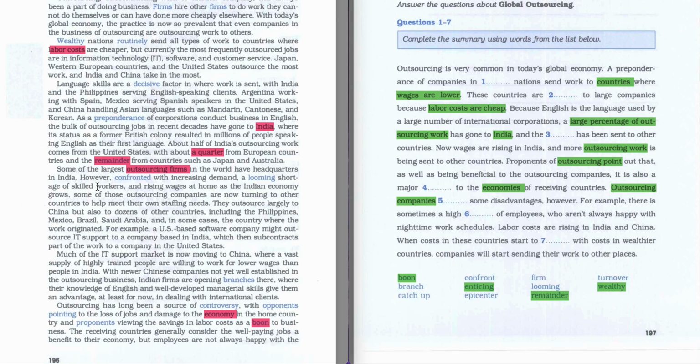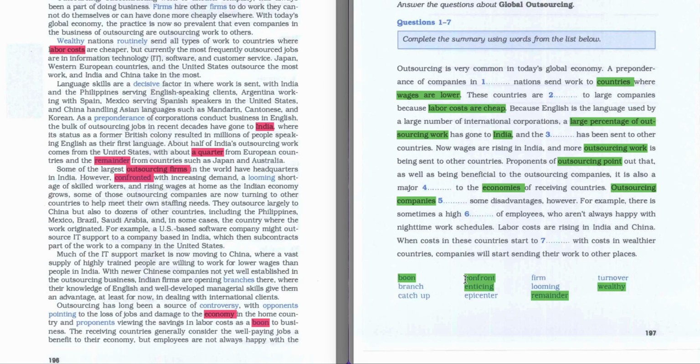Some of the larger outsourcing firms in the world have headquarters in India, however, confronted with increasing demand, a looming shortage of skilled workers, and rising wages at home as the Indian economy grows, some of those outsourcing companies are now turning to other countries to help meet their own staffing needs. So they confronted. So also here they're saying contradiction, like however. So the answer to the fifth question is going to be confront, and then we go further.